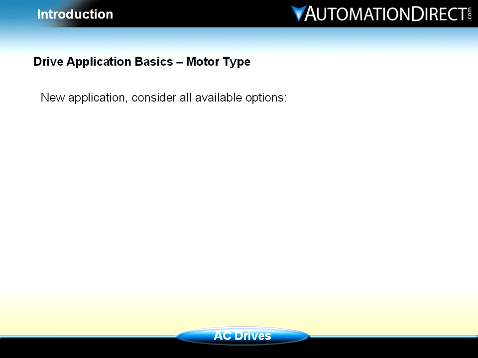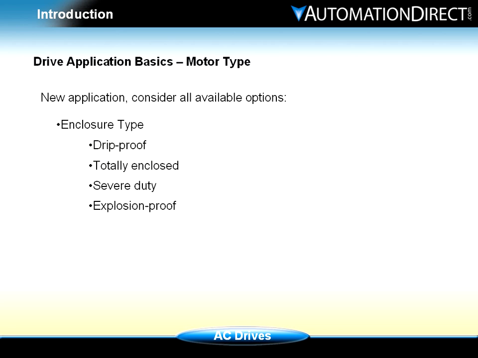In a new application, consider all available motor options. Enclosure types include drip-proof, totally enclosed, severe duty, and explosion-proof. Many motor manufacturers have a variety of specialized enclosures to fit the application.